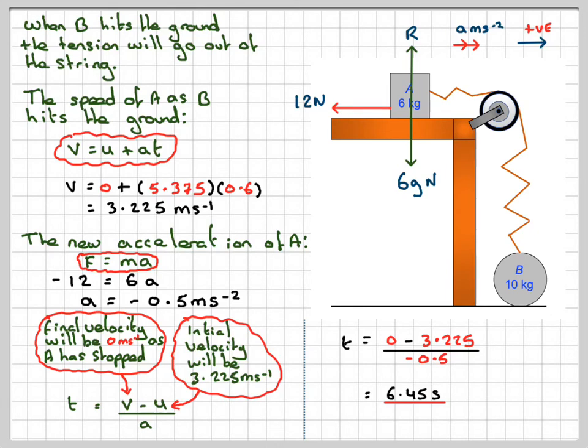This has been a video to show you how to calculate the tension and acceleration of connected objects, calculate the distance that one of the particles falls, and then calculate the time for the other particle to stop. I hope you've understood, and I thank you very much for watching.